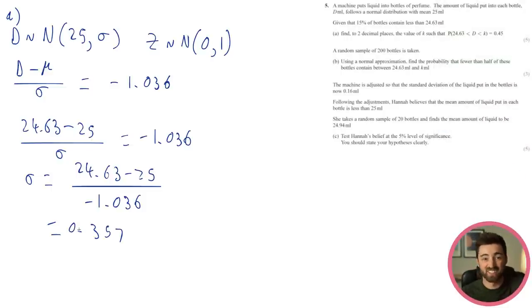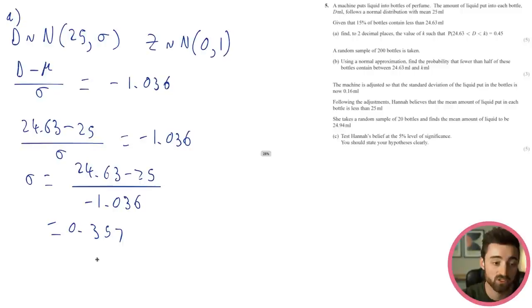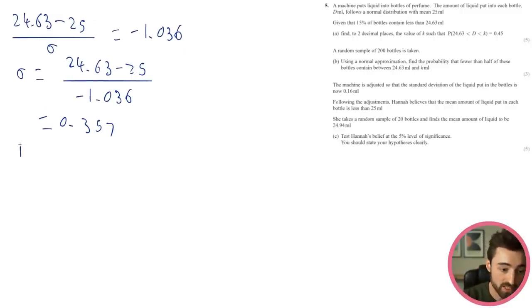We're not done, are we? All we've done is we've got the sigma, but we can now at least use our calculator more as we're used to because we have all of the parameters. So find to two decimal places the value of k such that the probability of D being between those two values is 0.45.